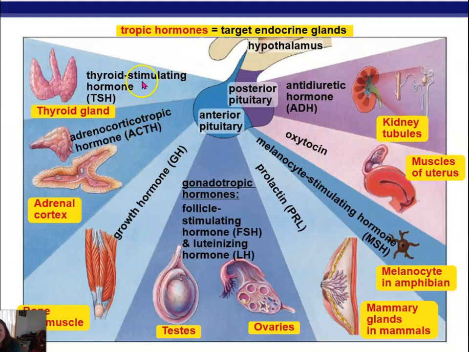So here's a whole bunch of different hormones and their targets, if you're interested, where the target cells are. Thyroid stimulating hormone, the thyroid gland, and I'll just let you read through those yourself if you like. These are all coming from the hypothalamus and the pituitary gland in conjunction. Generally, the pituitary won't release a hormone unless the hypothalamus tells it to do so, with some exceptions, of course.